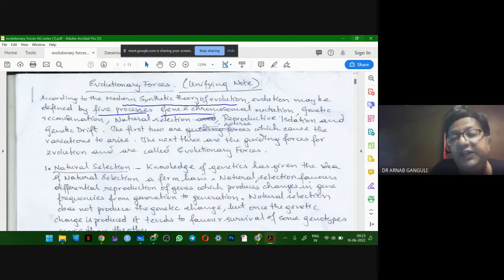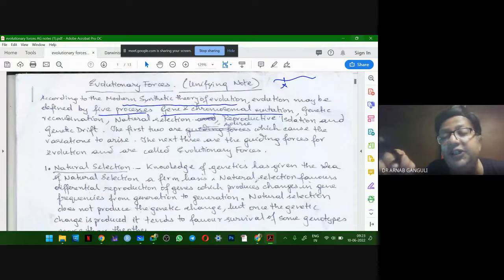First is gene and chromosomal mutation. So on the chromosome, there is a mutation. A nucleotide was supposed to be there. It is no longer there, or it has changed. And so a mutation takes place. In this evolution, there is a change: gene and chromosomal mutation.